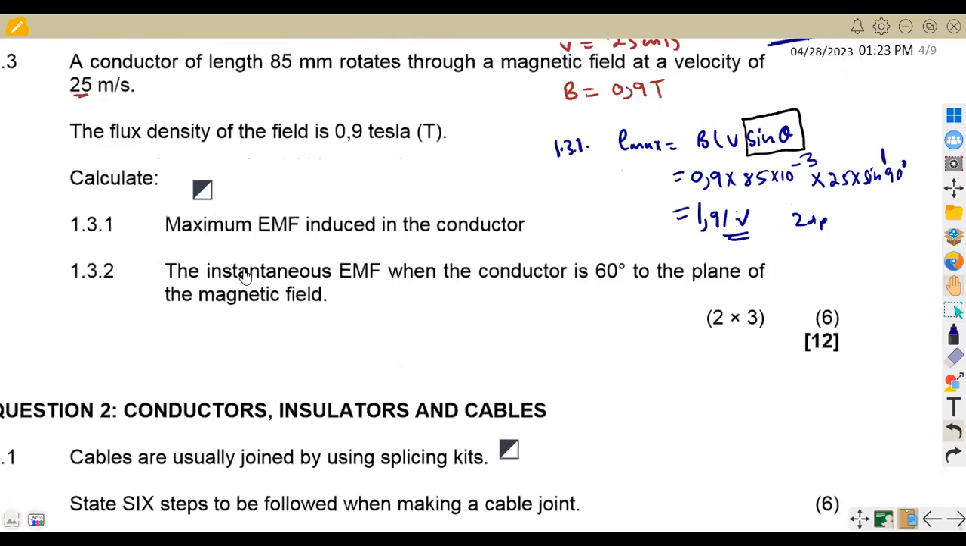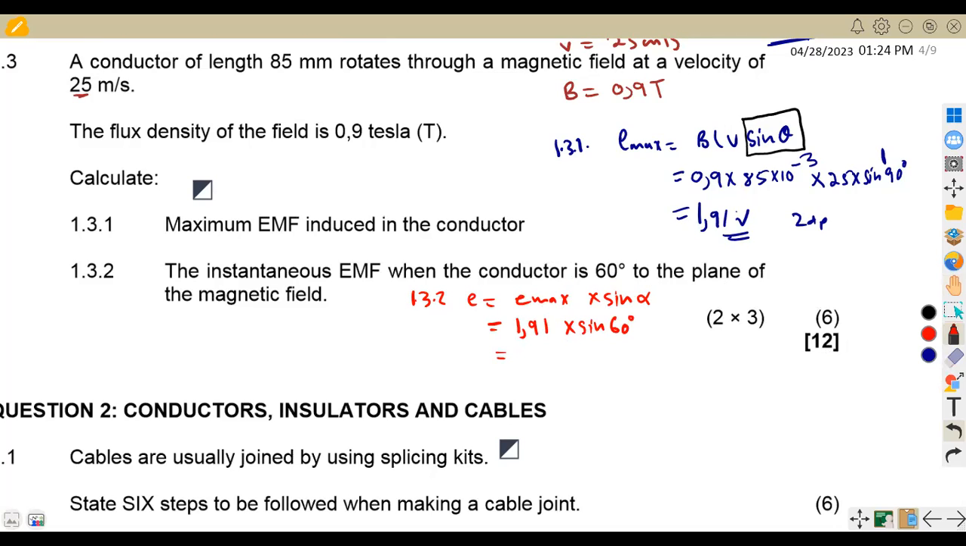All right, the instantaneous EMF when the conductor is 60 degrees to the plane of the magnetic field. So this time we need the instantaneous EMF. Remember, the instantaneous values are values which are taken at a certain point. So this we just write as E. E is equivalent to E max times the sine of the angle that is given, which is sine alpha or sine theta. That is our maximum voltage, which is 1,91 times the sine of 60 degrees in this case.